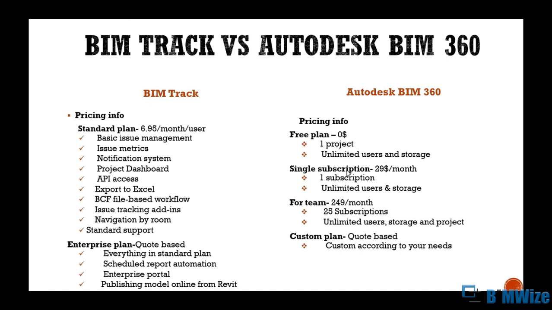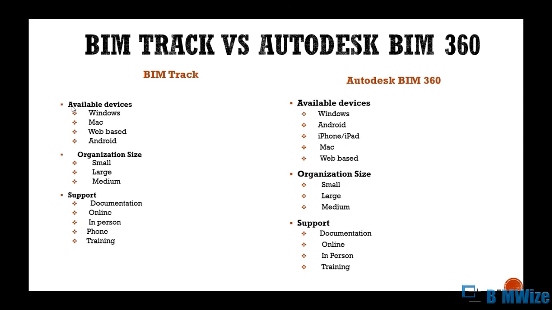And when you come to the BIM 360 plugin, you have a free plan which is good for one project and unlimited users and storage. And there is a single subscription which is $29 per month. It is quite a bit more compared to BIM Track. And you also have a team plan which is $250 per month, and it comes with 25 subscriptions and unlimited user storage and projects. You also have the custom plan which is the same as the enterprise plan in BIM Track. You can request a quote and customize it according to your needs.